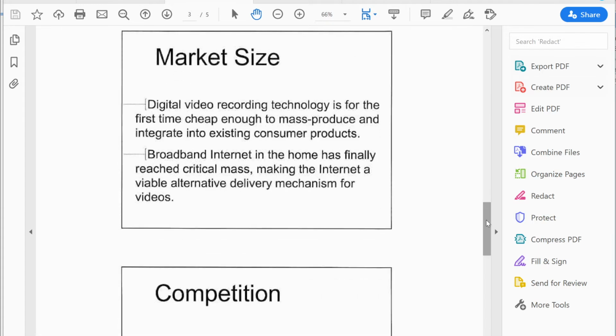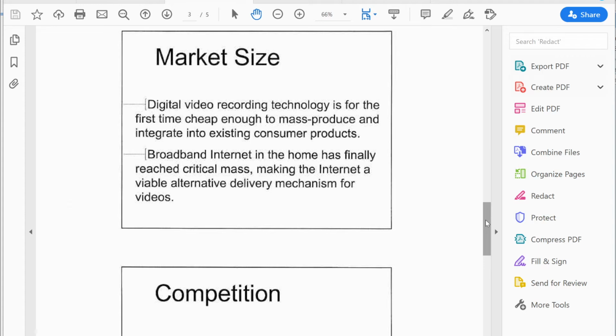And then they follow up with market size. Conveniently, this is another existing consumer product, and I will peg this at maybe 15 years ago. Broadband internet in the home has finally reached critical mass, making the internet a viable alternative delivery mechanism for videos. As you see, in this sense, I've asked you guys to come up with numbers, but when they did this filing and raised money at the time, because they were so ahead of the curve, there's really no reason and no accurate number they can put in there. So they didn't include any number in this pitch deck.